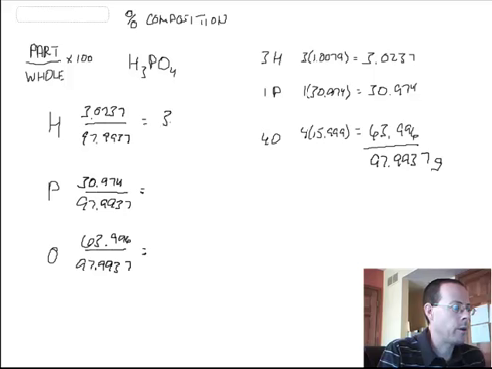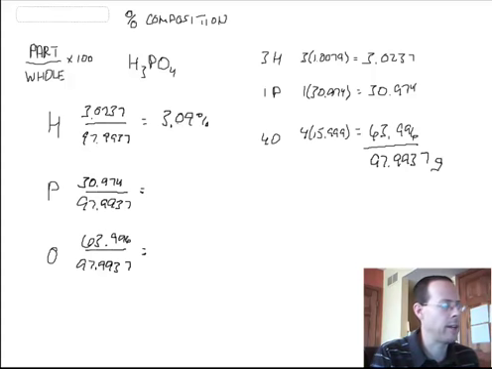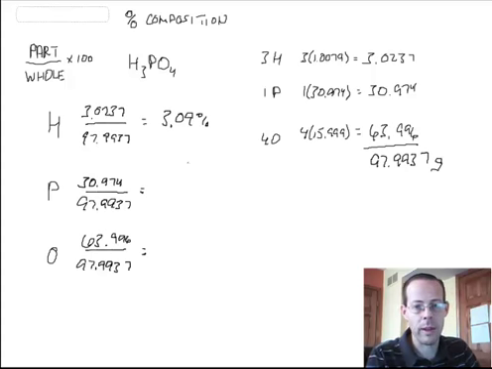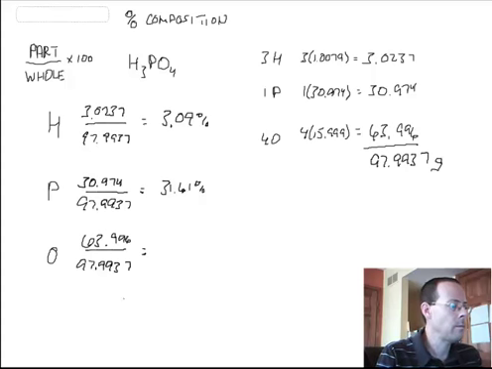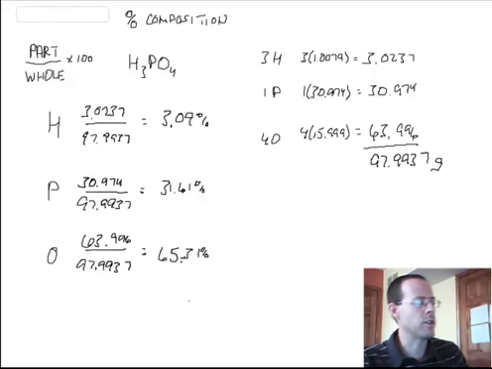And for hydrogen, we're going to get 3.09%. And if you could, I would like percentages to be rounded to the hundredths place. And that's just the way chemists do it. There's no rhyme or reason for it. It doesn't mean significant figures or anything, but we round to the hundredths place. And for phosphorus, we're going to get 31.61%. And lastly, for oxygen, we're going to get 65.31%.